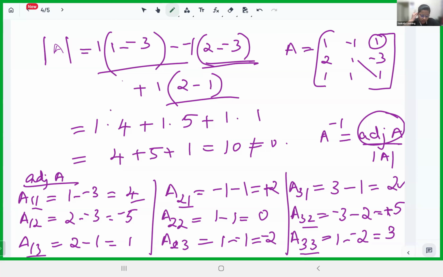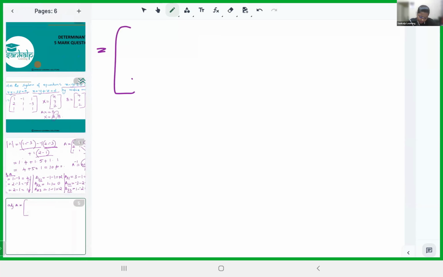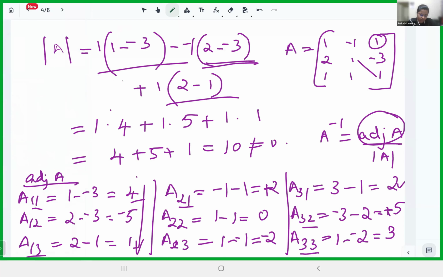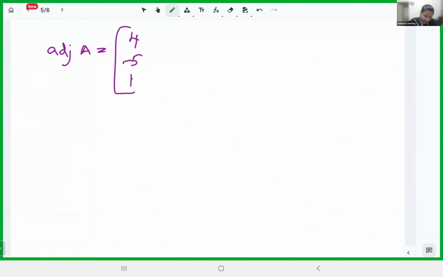Now, how will you write the adjoint of matrix A? It is just the transpose of the cofactor matrix, which means you just write this downwards. In the cofactor matrix, this one is the row, but in the adjoint, it will become the column. So write it downwards. Adjoint of A is equal to, what was our first column? 4, minus 5, 1.